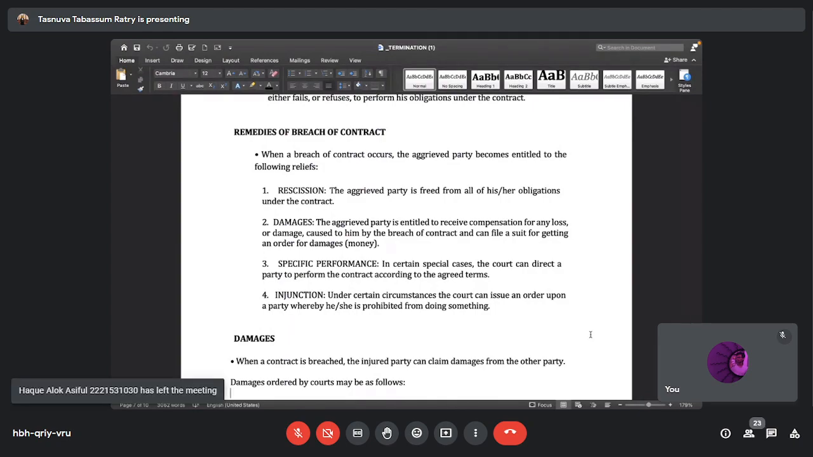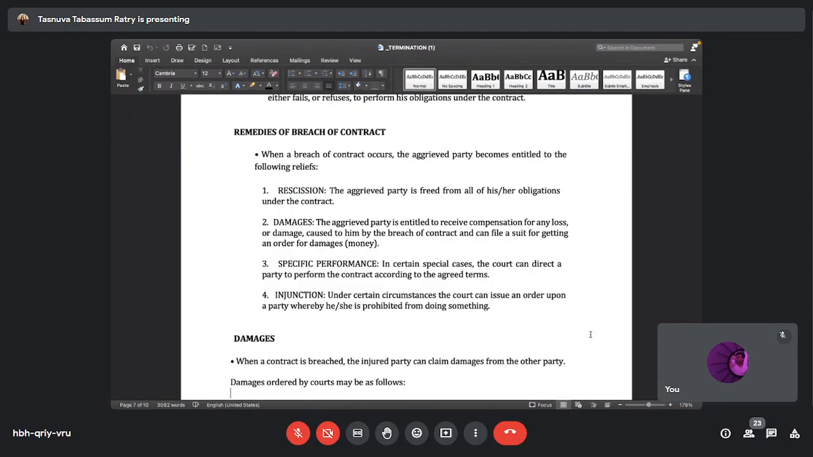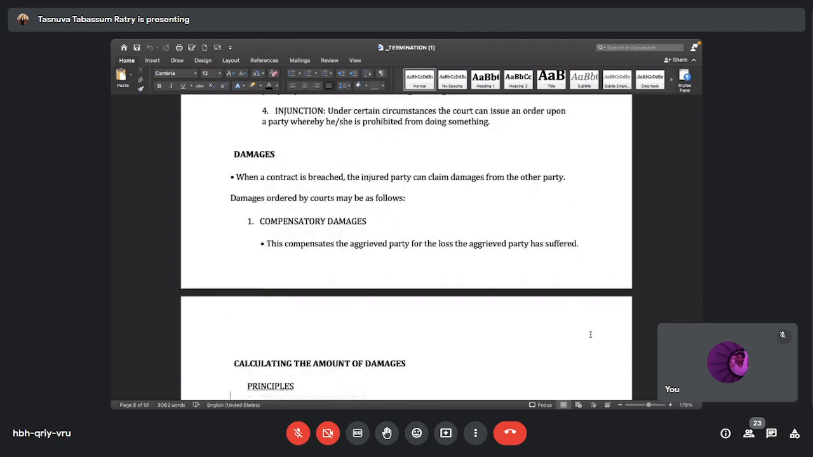Basically, the court orders that the conditions that were supposed to be fulfilled in the contract will be fulfilled. So parties are put back to the position where they would have been if there was no breach. Lastly, injunction. Injunction is a prohibitory order given by the court where the court directs the parties to do something or prohibits them from doing something. Okay, so these are the four remedies that are part of our syllabus and part of the discussion.